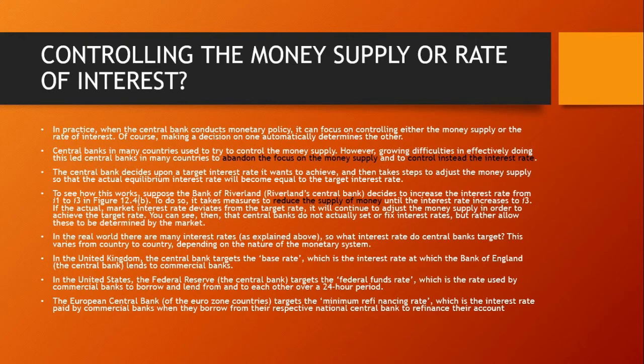Does the central bank control the money supply or the rate of interest? When the central bank conducts monetary policy, it can focus on controlling either the money supply or the rate of interest. Of course, making a decision on one automatically determines the other. Central banks in many countries used to try to control the money supply. However, growing difficulties in effectively doing this led central banks in many countries to abandon the focus on the money supply and to control the interest rate.